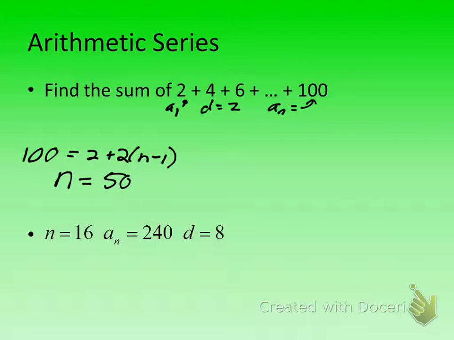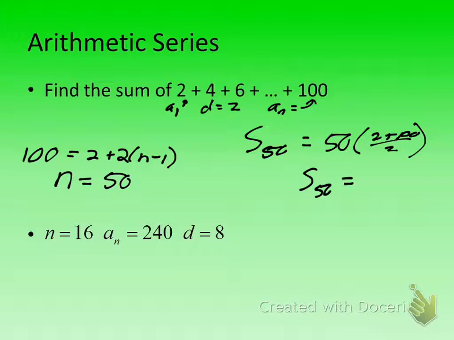Congrats. They won't always be like that. But yeah, so then you know it's 50. So now you're finding the sum of the first 50 terms. Equals 50, parentheses, 2 plus 100 divided by 2, which ends up giving you S sub 50 equaling 2550.